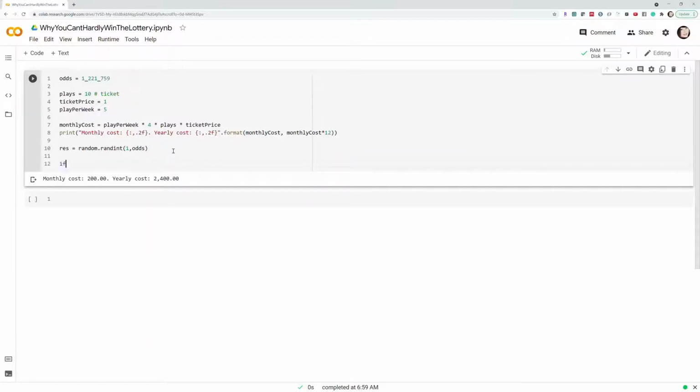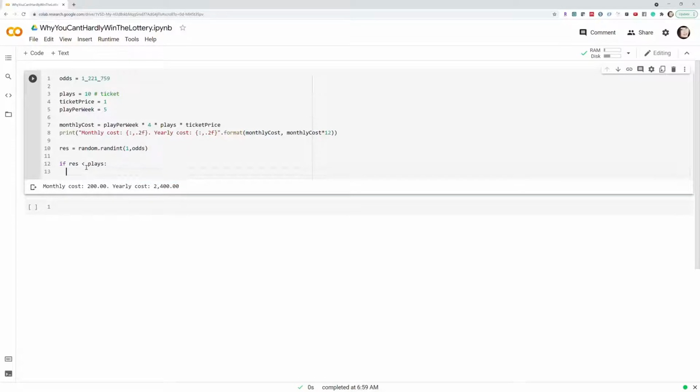This result depends on the size of the odds. So if this result is less than the number of plays, meaning let's say it's less than 10, if you have over 1 million balls, you pick a ball and that number is less or equal to the tickets you purchase, then we say you won. After that, we're gonna print the years here, okay?